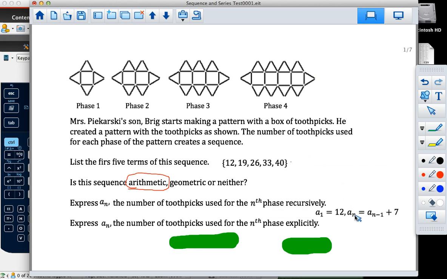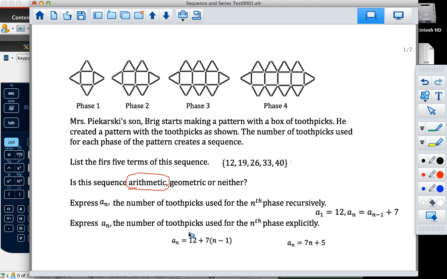Then to find a sub n, hold on, let me get rid of this. So you have a sub n equals the previous term, which is a sub n minus 1, plus my common difference, which is 7. Then it says express a sub n, the number of toothpicks used for the nth phase, explicitly. So this is the recursive formula; now explicitly. For the explicit formula, I'm just going to delete this so you can see it. We have the first term plus the common difference of 7 times n minus 1. And then if we wanted to, we can simplify this to 7n plus 5.